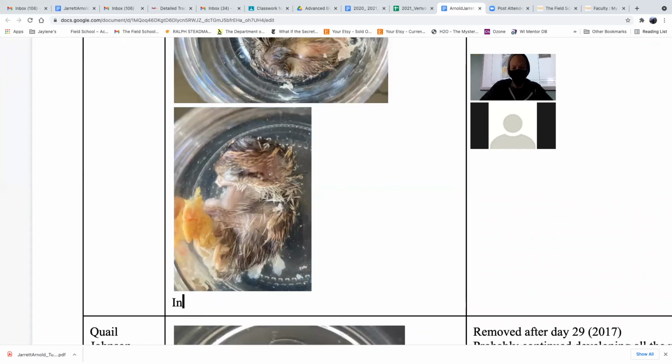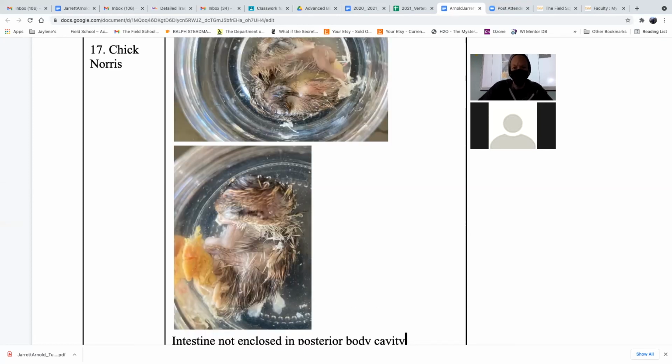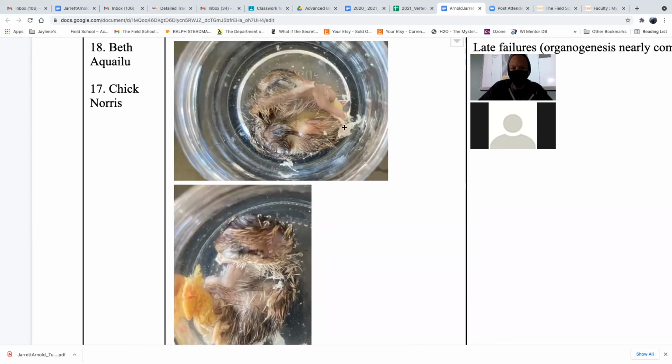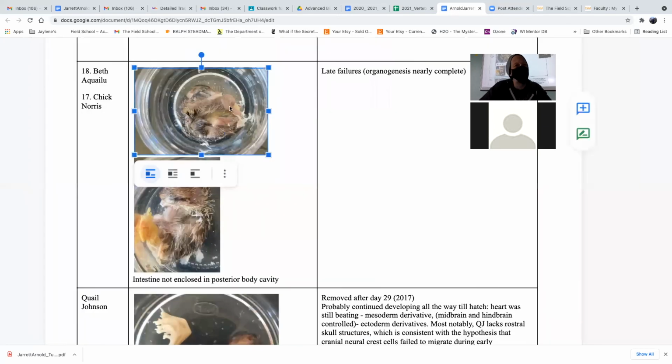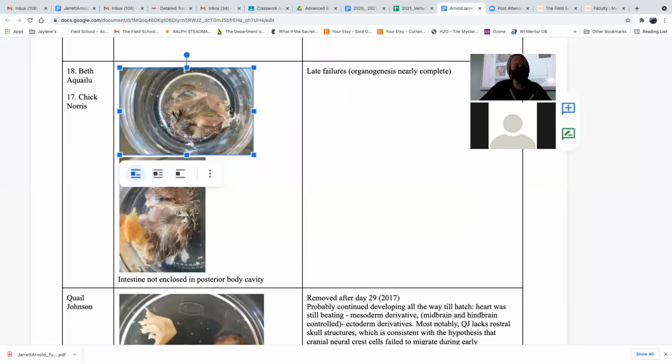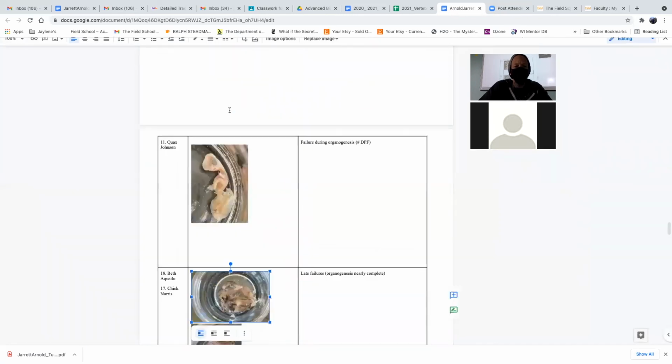So intestine not enclosed in posterior body cavity. That's problematic for this one. This one here is actually forming pretty normally, and it's hard to see, but the yolk hasn't gone in completely, but that's kind of okay. That's supposed to happen last. So this might just be weakness, overall weakness after not being able to chip out. Cool.